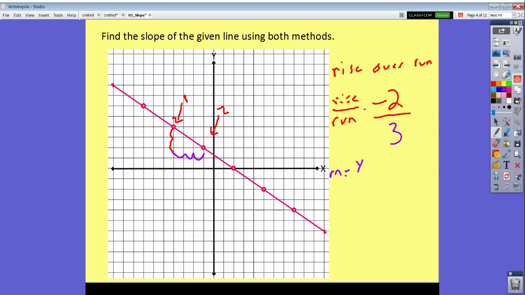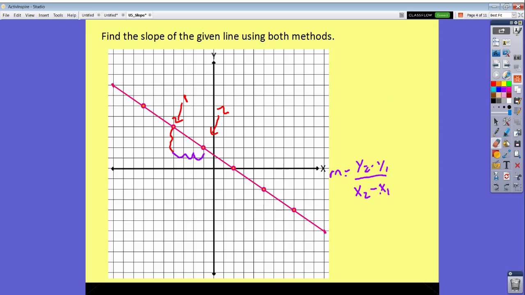is equal to y2 minus y1 all over x2 minus x1. So I'm going to erase this top part so I have a little more room to write. Clear this out. So in order to do this, we have to know the ordered pairs. So for our first point, or the point that I labeled 1, that would be -4, comma 4.